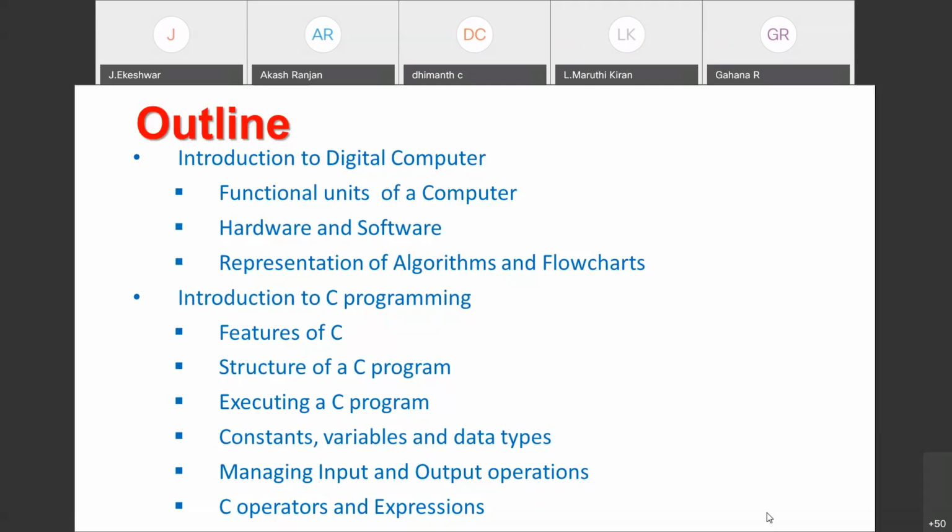So what do you mean by precedence, associativity? Why you need these in evaluating an expression? With example evaluation of expressions we'll be discussing. So this is the outline of unit 1. We'll be starting with introduction to digital computer. Once we discuss these three concepts with respect to digital computer, we'll be looking into the C programming language.